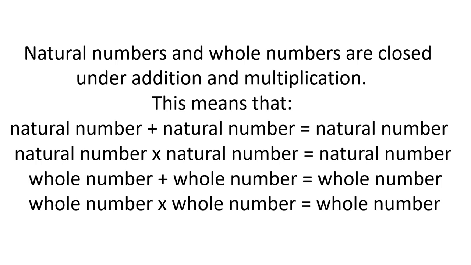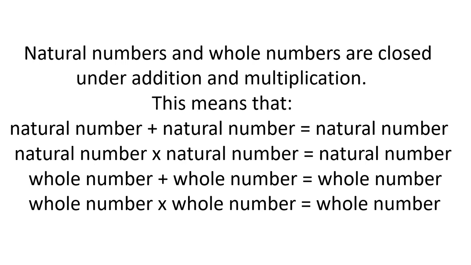Natural numbers and whole numbers are closed under addition and multiplication. What does this mean? It means that the operation of addition and multiplication between any two natural numbers or whole numbers gives the result as a natural number or whole number. It means natural number plus natural number is equal to natural number, and natural number into natural number is equal to natural number. And with whole numbers, whole number plus whole number is equal to whole number, and whole number into whole number is equal to whole number.